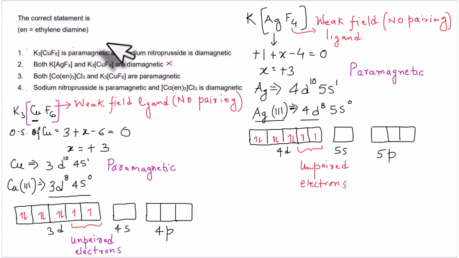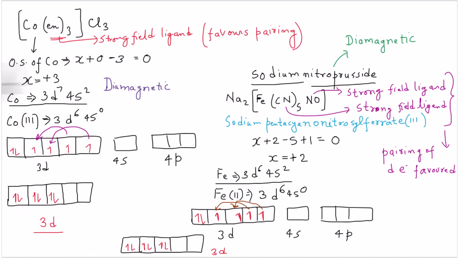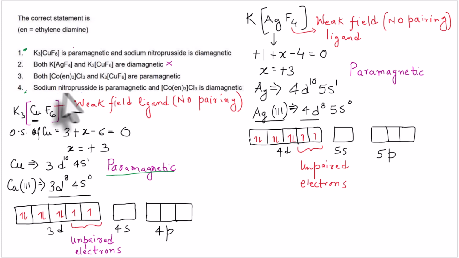Now coming back to our question, we had sorted out that option 1 or option 4 should be correct, where K3CuF6 is paramagnetic. That's fine. K3CuF6 is paramagnetic and sodium nitroprusside is diamagnetic. Yes, we saw here that sodium nitroprusside is diamagnetic. And what was the fourth option? Fourth option, we had sodium nitroprusside is paramagnetic. No, it is not correct. So the correct option for this question will be option 1.